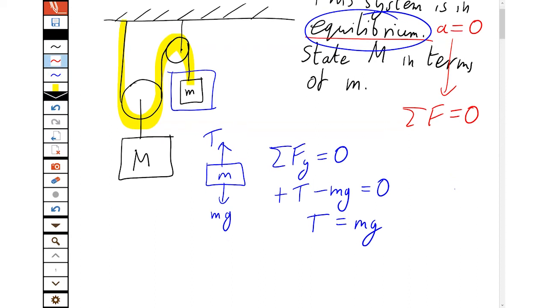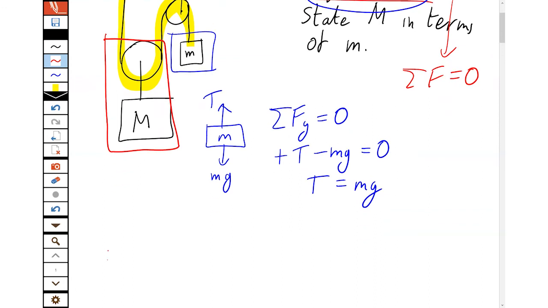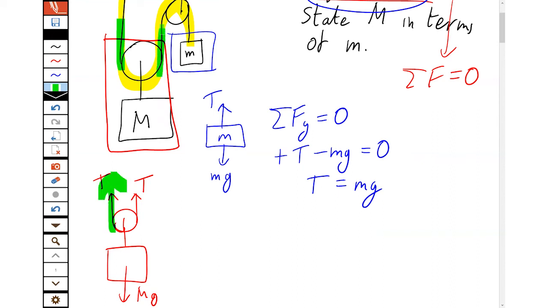So what do we look at next? Well, next, we look at how the big mass is connected to the same rope. So we look at this. And so we have the big mass connected to the pulley, and it has the big weight down, a tension up here, and a tension up here. Because remember, the tension pulls the same everywhere in the rope. So if we have a rope here pulling up, the tension is pulling up. The rope here is pulling up. The tension is pulling up.